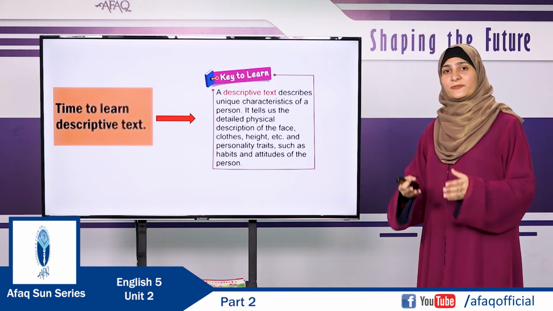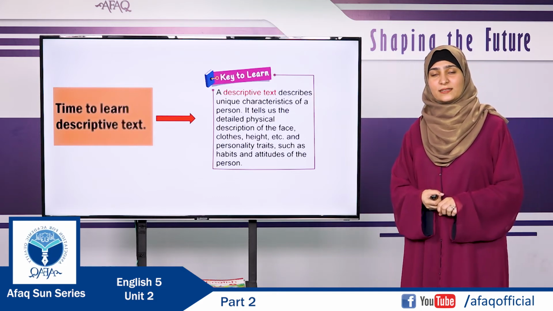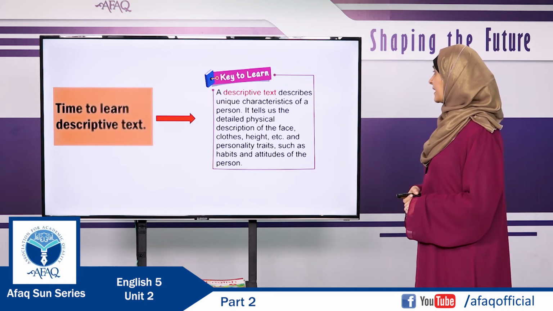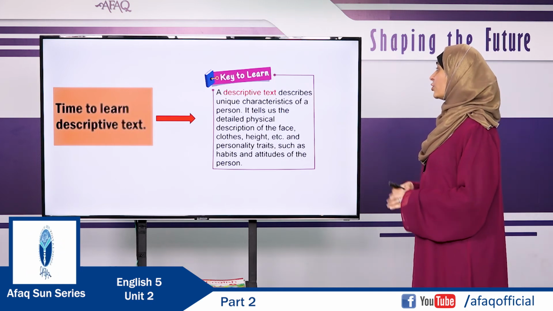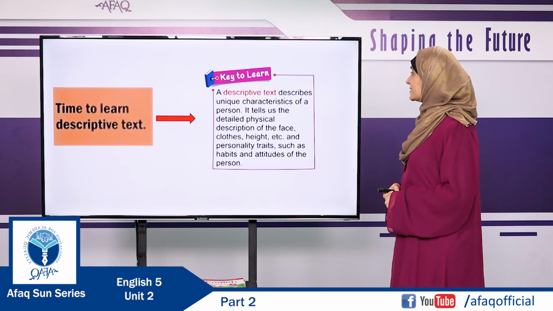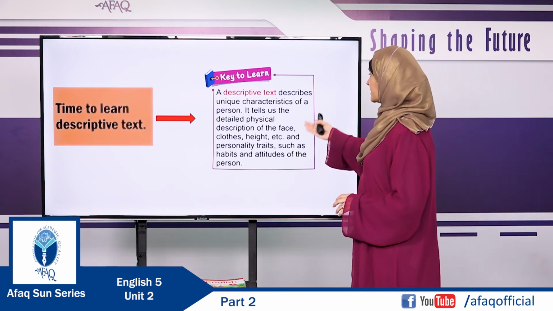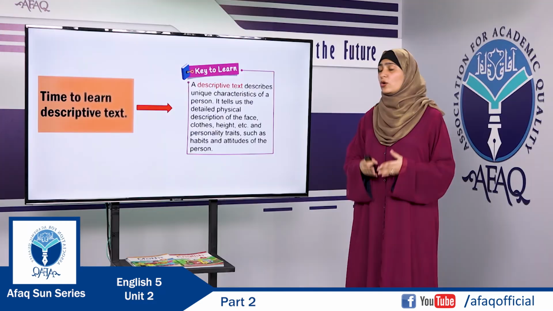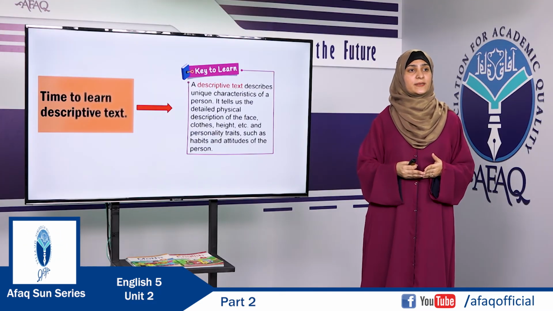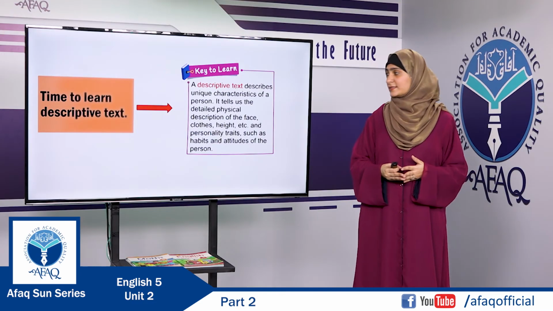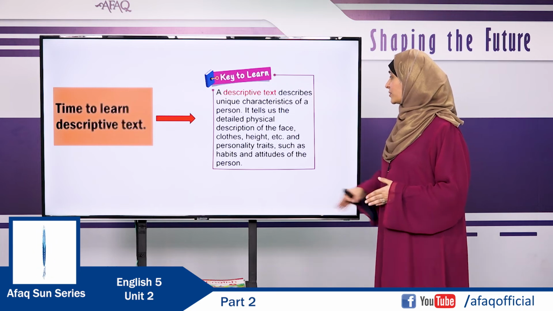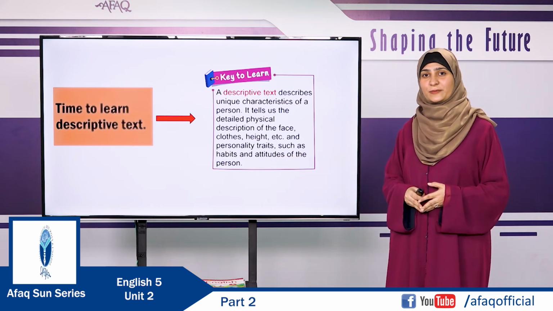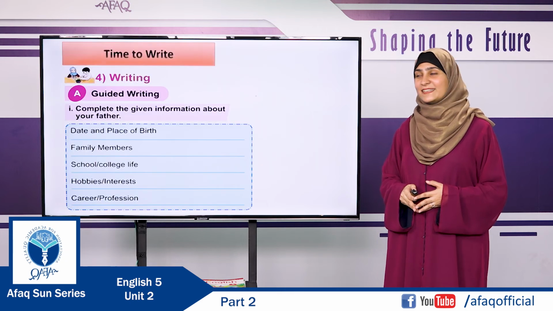Dear students, before starting, we would love to learn what is descriptive text. It is a text that describes unique characteristics of a person. It tells us the detailed physical description of the face, clothes, height, etc. All the physical descriptions will be included in the descriptive text. It will further tell us about the personality traits such as the habits and attitudes of the person. So let's practice it even more.